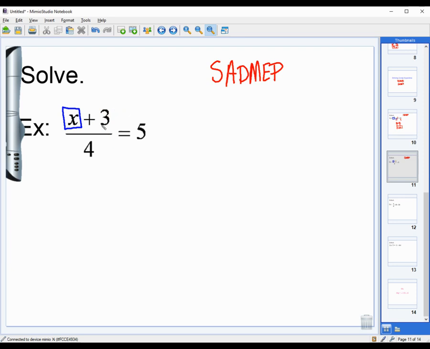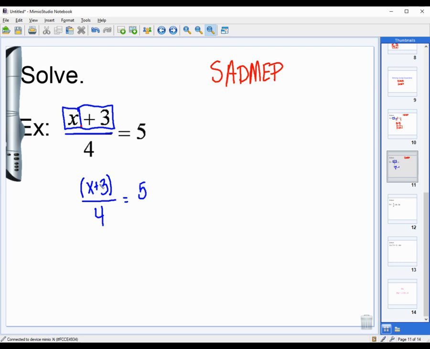Since this x plus 3 is kind of like one big equation almost, because this whole thing is being divided by 4, you can kind of think of it like this: x plus 3 divided by 4 is equal to 5.